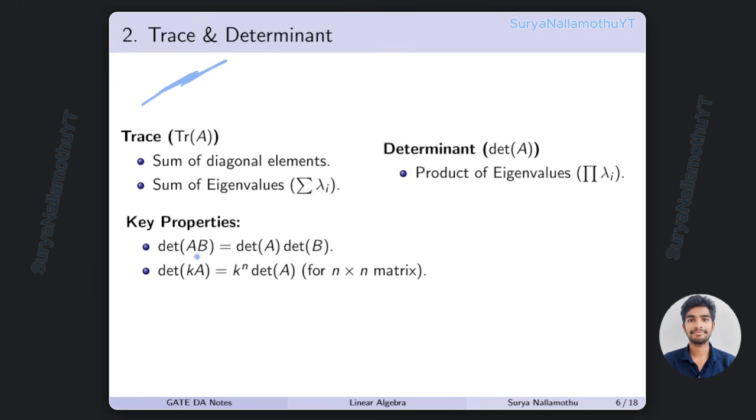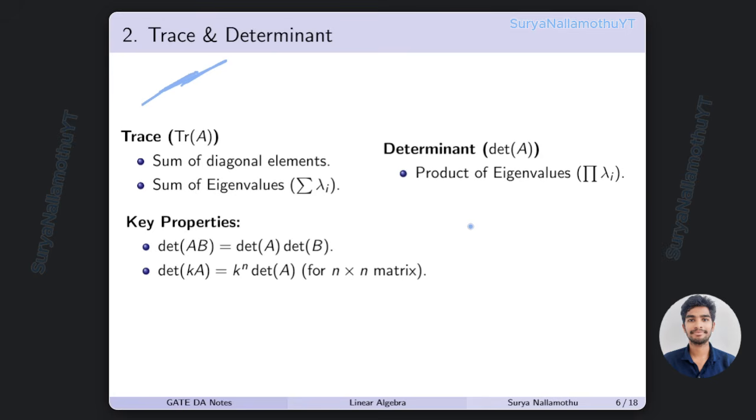The key property: det of AB is equal to det of A into det of B. This is another property of determinants: det of kA is equal to k power n into det of A. It is n for an n by n matrix. We need to apply that k power n at this point.